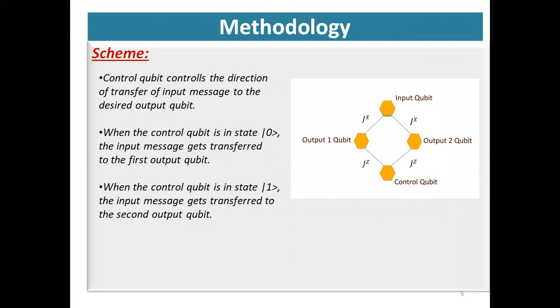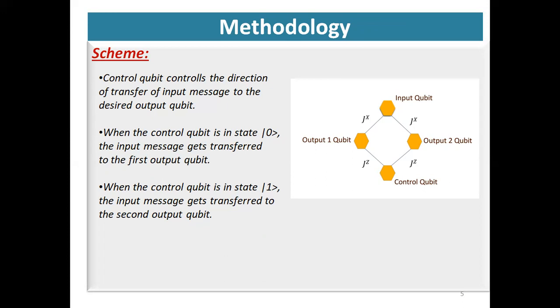When you talk about the methodology, you can see in the picture that we have 4 qubits. Number one is the input qubit, and we have 2 output qubits, and we also have a control qubit. As the name suggests, this control qubit controls the direction of transfer of the message, the data signal, from the input qubit to either output qubit 1 or output qubit 2. That will be determined by the state of the control qubit.